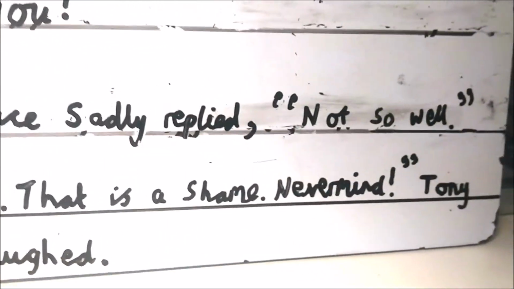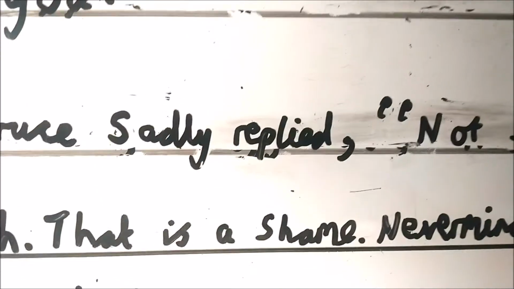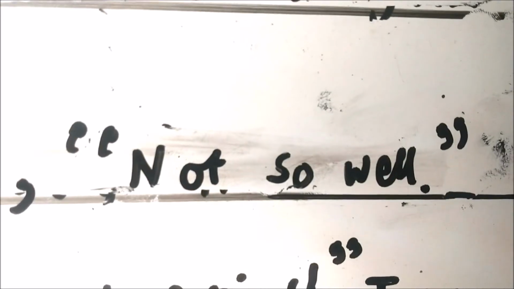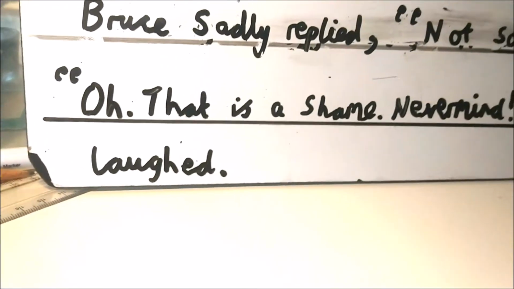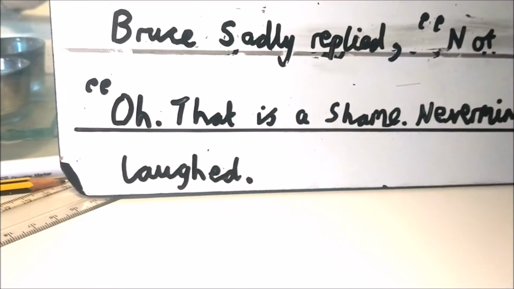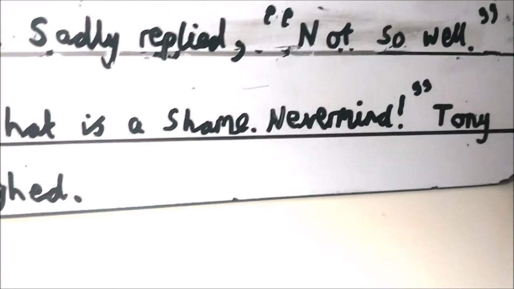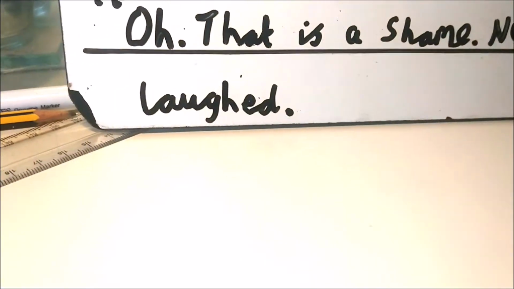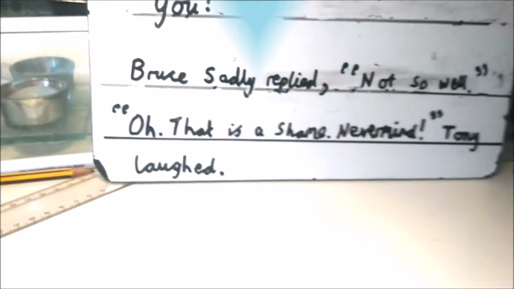Bruce sadly replied, "Not so well." Again, Bruce's words are "not so well," so that's what has to go into inverted commas. Comma after replied, inverted commas, "not so well," full stop to show the end of the sentence, then the inverted commas. And then new line for Tony's reply, "Oh, that is a shame, never mind!" Again, exclamation mark first, then inverted commas, Tony replied, or Tony laughed, full stop.